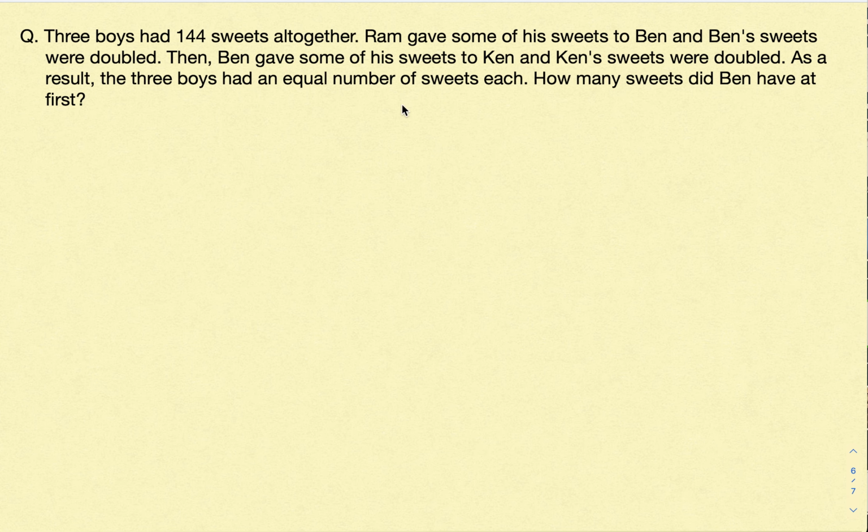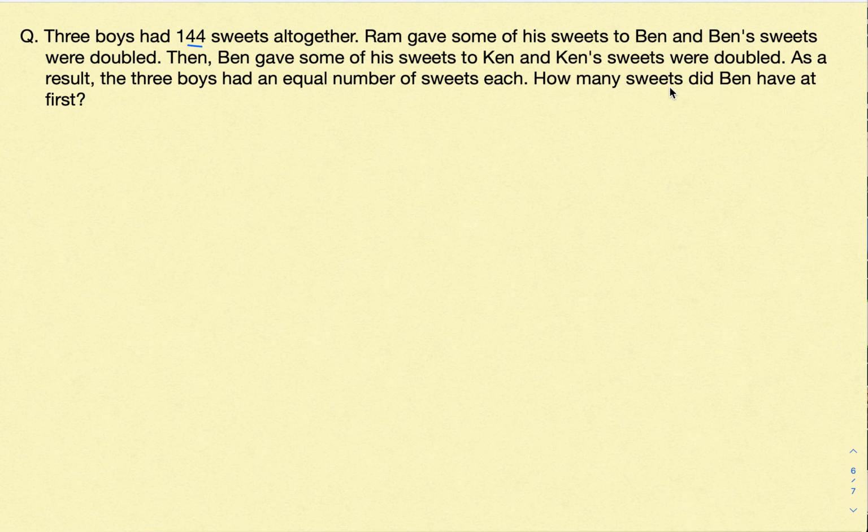Three boys had 144 sweets altogether. Ram gave some of his sweets to Ben and Ben's sweets were doubled. Then Ben gave some of his sweets to Ken and Ken's sweets were doubled. As a result, the three boys had an equal number of sweets each. How many sweets did Ben have at first?